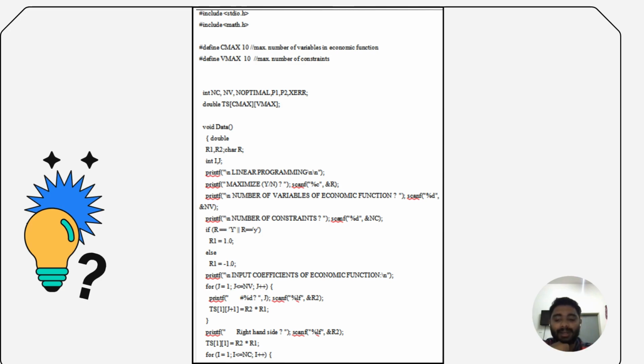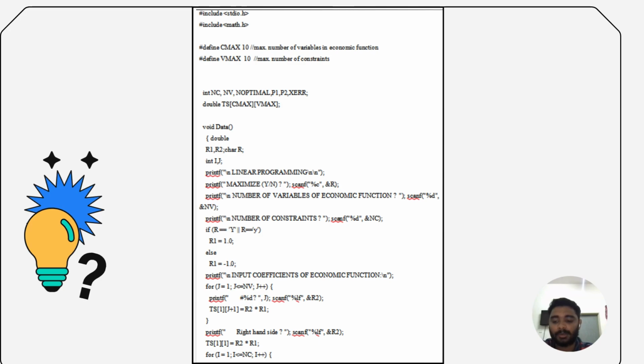Otherwise, it is set to negative 1.0. Okay. So next we'll printf the input coefficient of economic functions. This prints a message prompting the user to input coefficients for the economic functions. So next will be for j equals 1, j less than or equal to NV, and then j++. This starts a loop for inputting coefficients where j iterates from 1 to NV. Okay, so the next line assigns the coefficient to the appropriate position in the TS array.